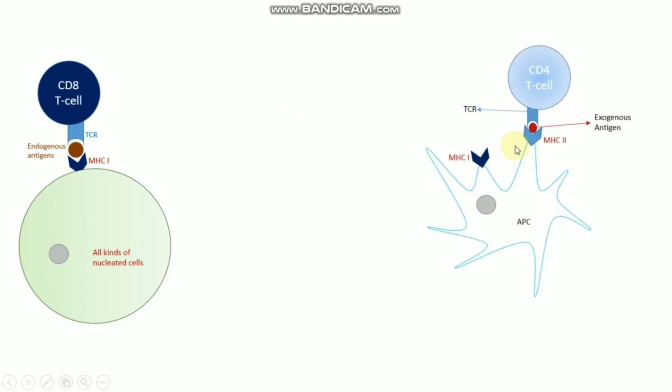Whereas the APC expresses both MHC1 as well as MHC2, and this MHC2 only presents the exogenous antigen, and by these exogenous antigens the MHC2 is recognized by the CD4 T cells, and then the CD4 T cells get activated with other stimulatory factors. So only the APC can activate the CD4 T cells, whereas all other kinds of nucleated cells can activate the cytotoxic T cells.